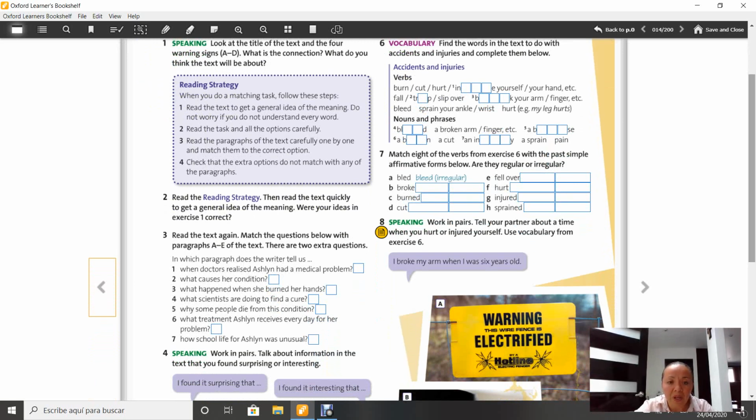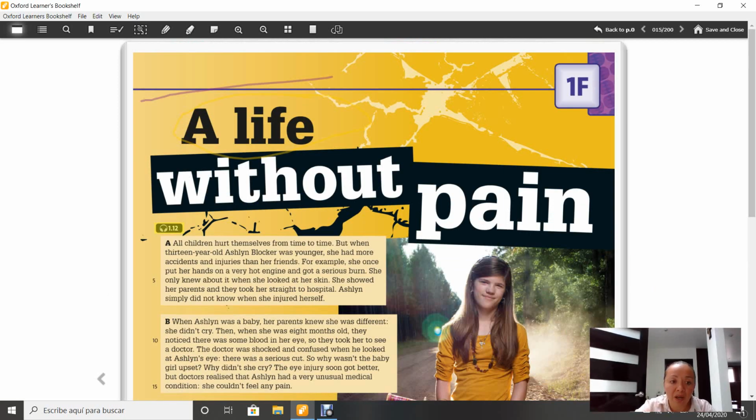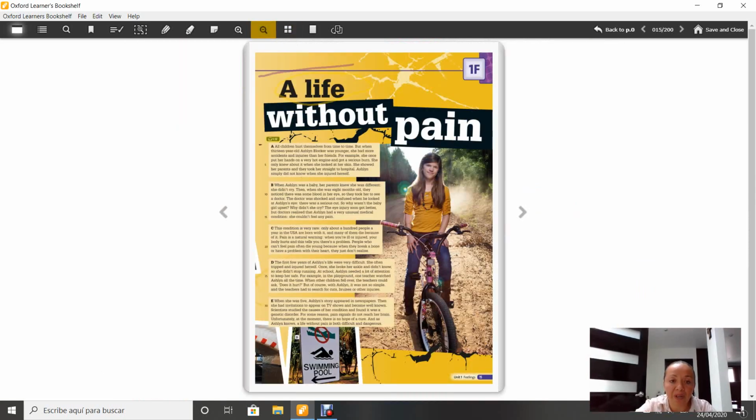Okay, so then we are going to answer exercise 3, and it says, match the questions below with the paragraphs A to E of the text. There are 2 extra questions, so you have 7 sentences or questions here that you have to match with the paragraphs A to E. Remember that you have 2 extra questions from this exercise, okay? So let's go to this page and let's start the reading. I'm going to put the audio on for you, so please, at the same time as you listen, you have to read, okay?